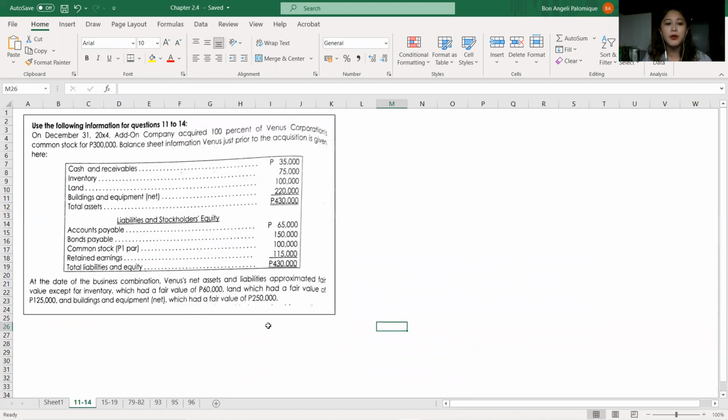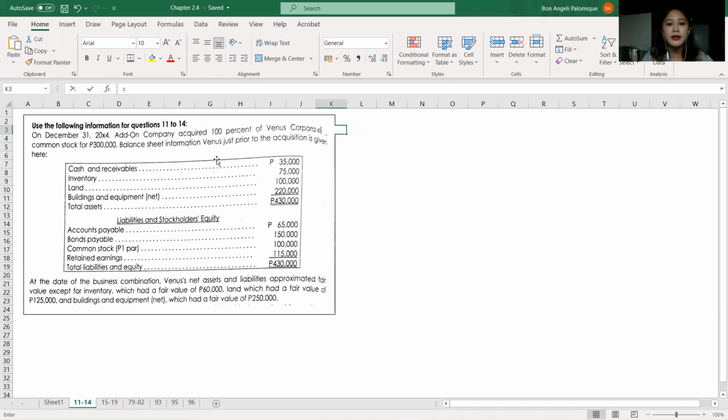Yung galing sa book ito. May mga problems ako dito para matry pa natin na mas ma-understand yung mga topics under chapter 2. Okay. So, for questions number 11 to 14, ang sabi niya dito is, on December 31, 20x4, si add-on company, binili niya 100% si Venus Company.